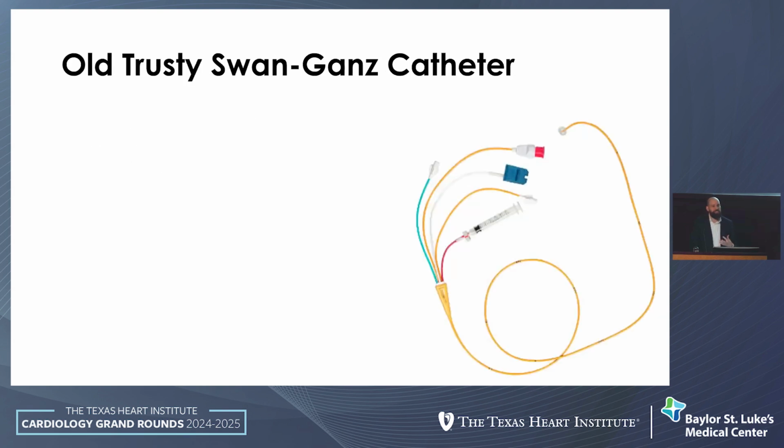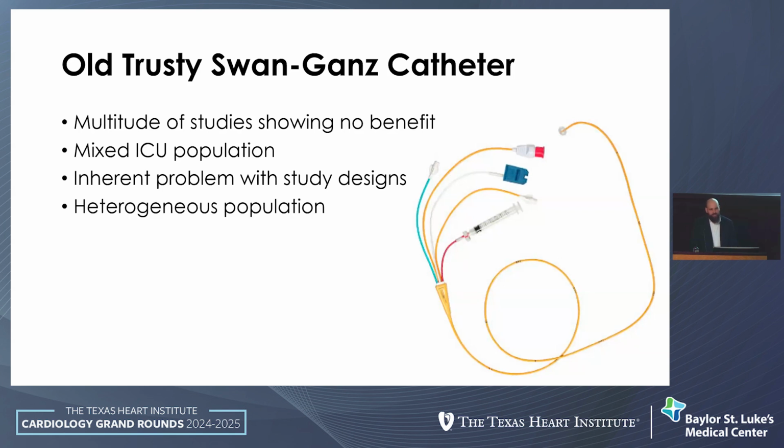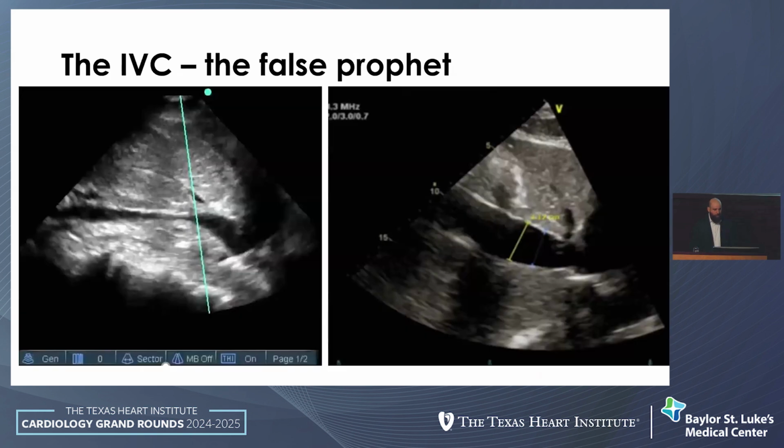The problem is that we can't place a Swan in every single patient. And that old trusty Swan, if you look at previous evidence, especially in the critical care literature, doesn't show much benefit. Now, obviously, this was in a mixed ICU population. There were some inherent problems with the study design, and it was a very mixed population, as I mentioned. We're starting to see more evidence that the use of these right heart caths are extremely useful, especially in patients who have biventricular, univentricular shock, or who are on mechanical circulatory support. So what we started to do is to rely on more non-invasive means of measuring volume status.